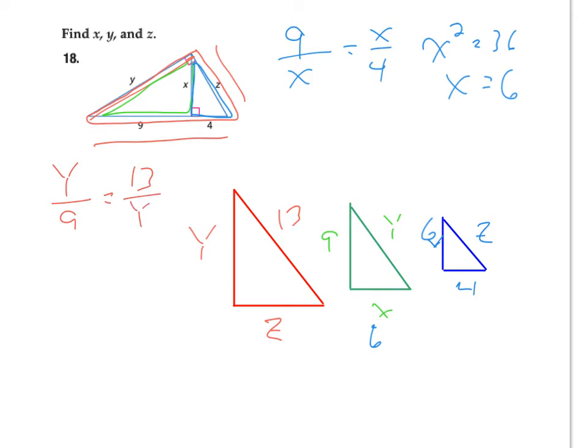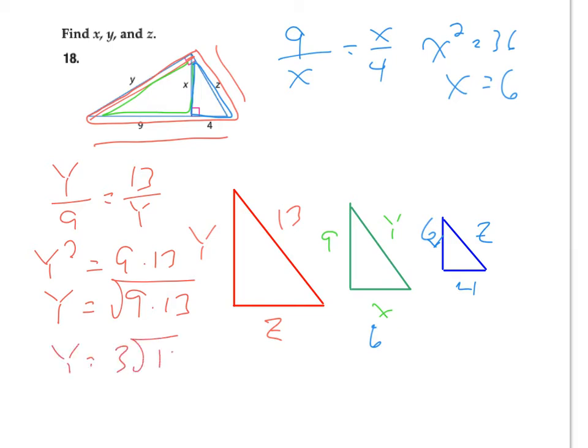Okay, so I'm going to cross multiply. Y squared is equal to 9 times 13, which I don't know what it is, and it really doesn't matter, because when I take the square root of both sides, I get y is equal to square root of 9 times 13. I'm going to pull that 9 out, and so I get y is equal to 3 root 13.